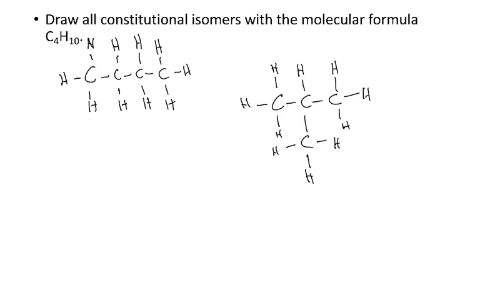Right, and then because the atoms are connected in a different way, I've got a chain of 3 carbons with a carbon coming off. The second carbon is a branch. It's a constitutional isomer of the first compound.